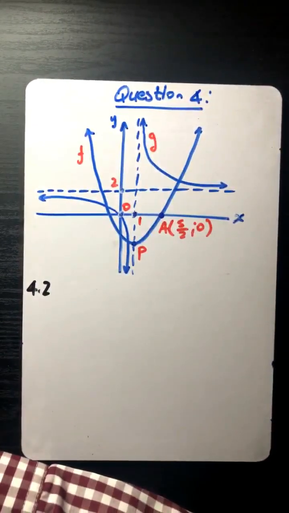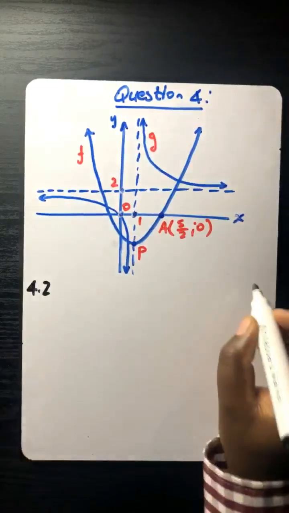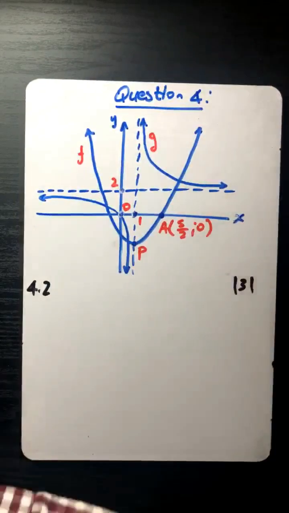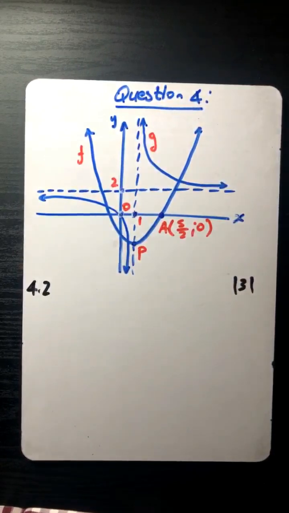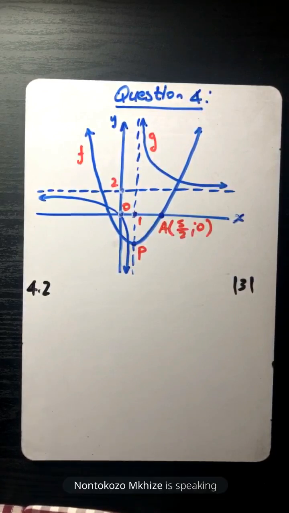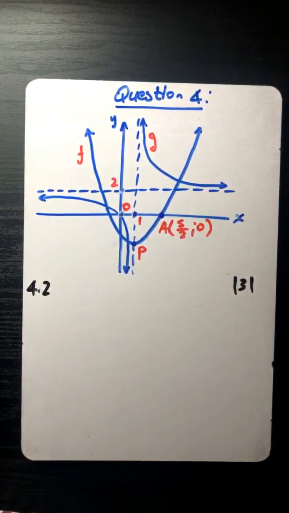Question number 4.2, calculate the coordinates of P. Calculate the coordinates of P, and also this one is given 3 marks. Anyone who'd like to give it a try, this is the opportunity. Can I try? Yebo.